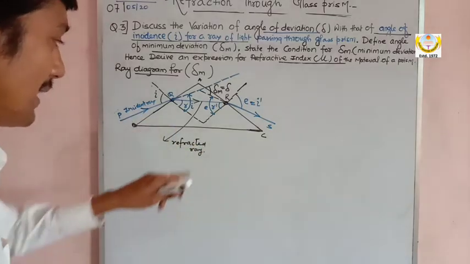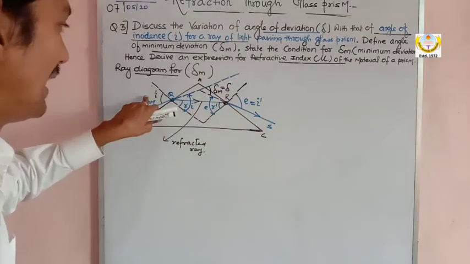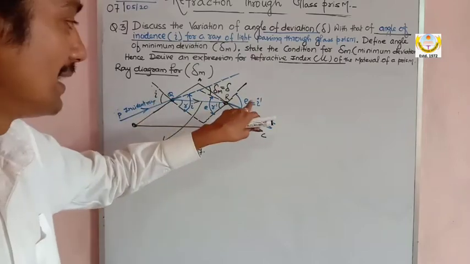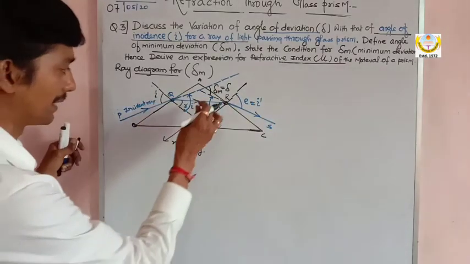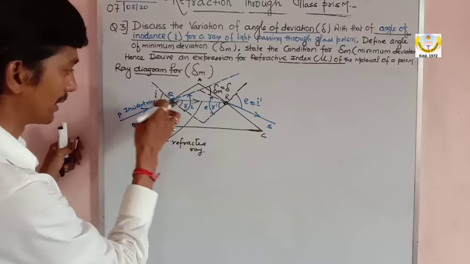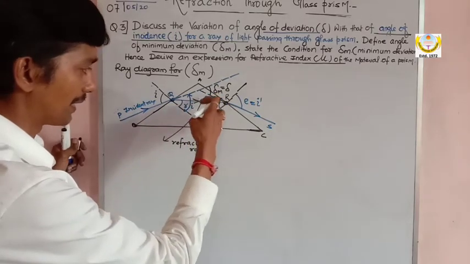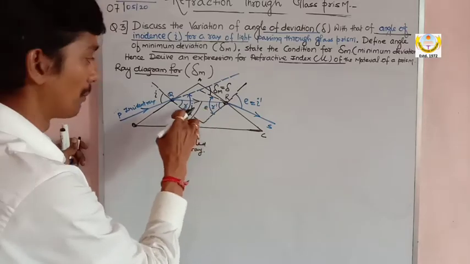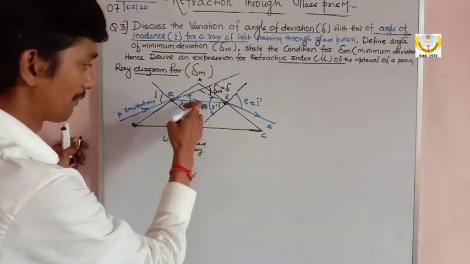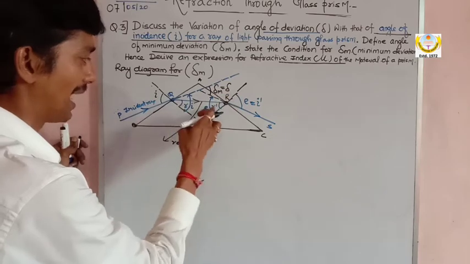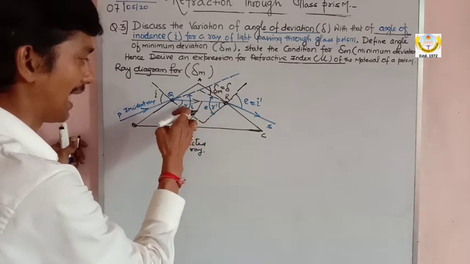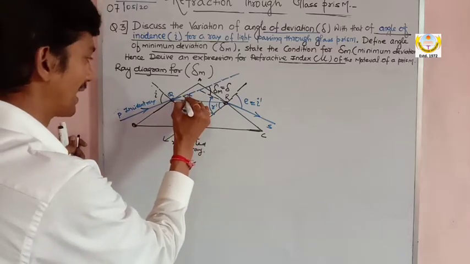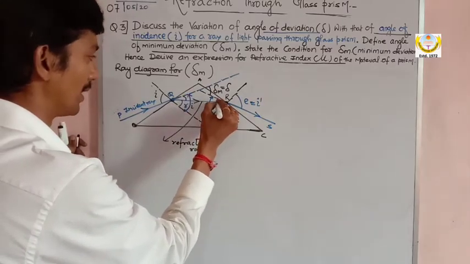But my dear, as soon as I say minimum deviation, angle I and angle E become equal. When angle I and angle E become equal, this angle I is vertically opposite and here this angle E is vertically opposite. These angles are equal. R and R dash are equal, of course, because if I and E are equal, with E here and I here vertically opposite, R and R dash are also equal. Even this angle and this angle are equal.